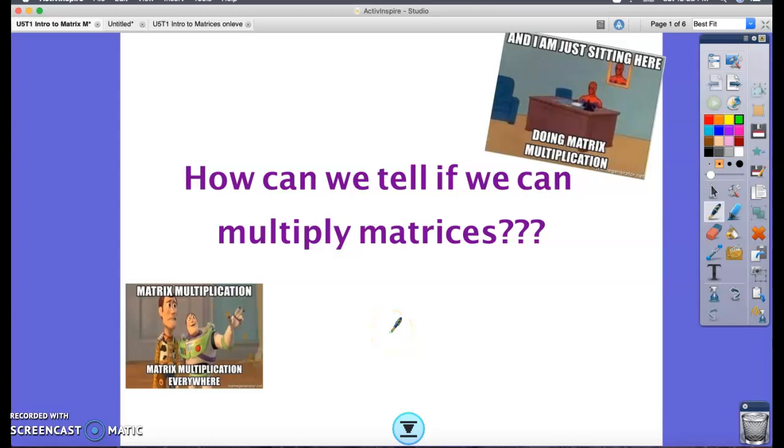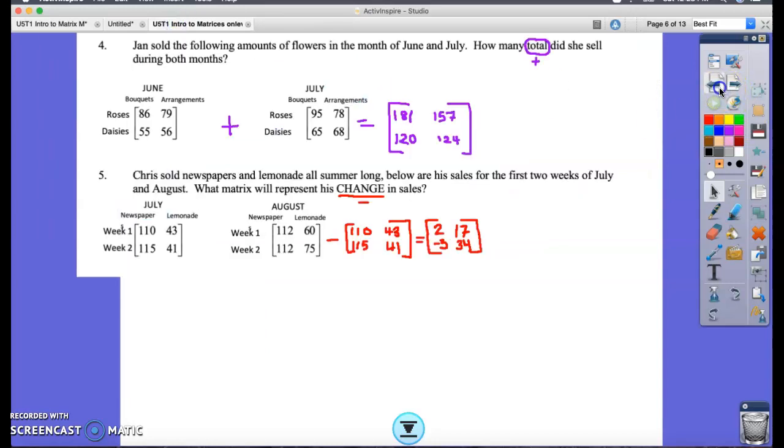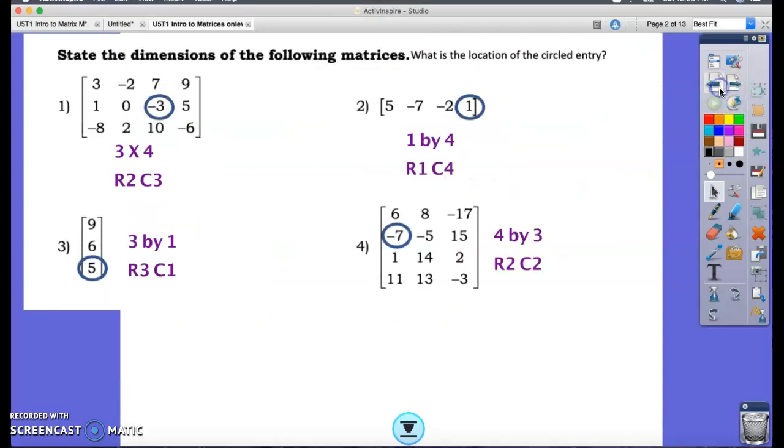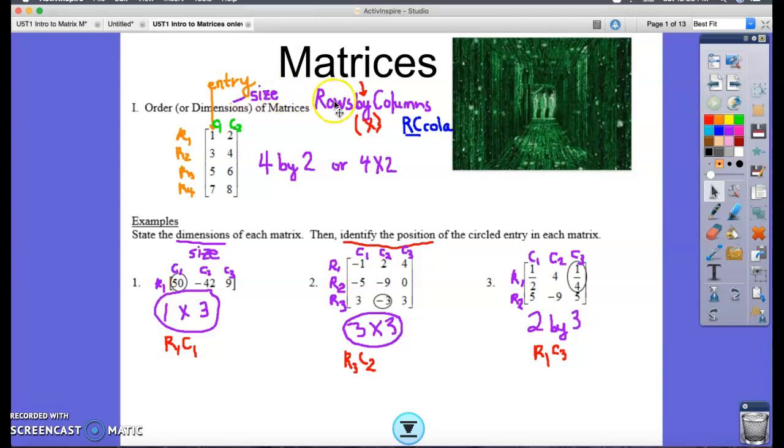Hey guys, today's lesson is going to be how can we tell if we can multiply matrices? Now, in our first lesson, we learned all about what a matrix is. We talked about rows by columns. We could tell the size. You could tell me the entry of whatever the position number was.